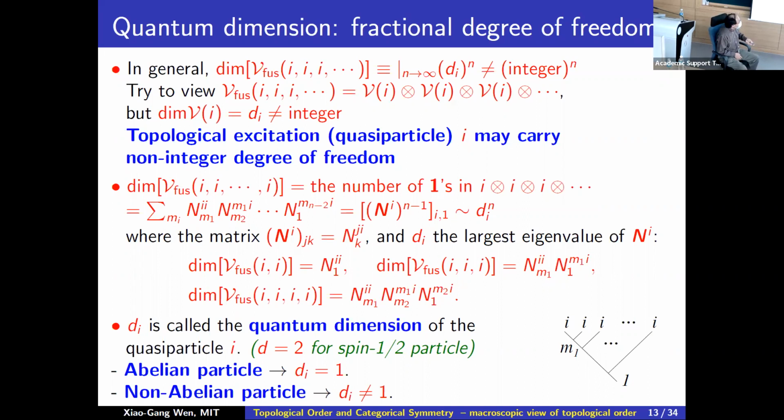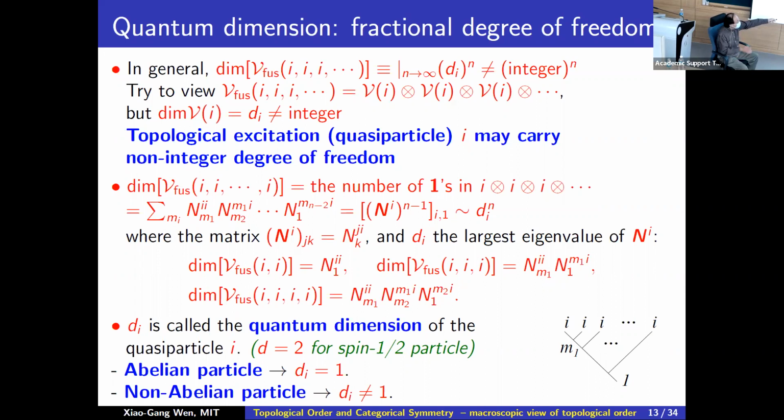Okay, so I will finish that after this slide. How do we compute what we get when we fuse many Ni together, how many 1 we get? Well, we can use the fusion ring. Ni fused with M1 tells us how many M1 we get. Then for each M1, fusing with Ni tells us how many M2 we get. So the total way to get M2 gives this product. Then you can go on.